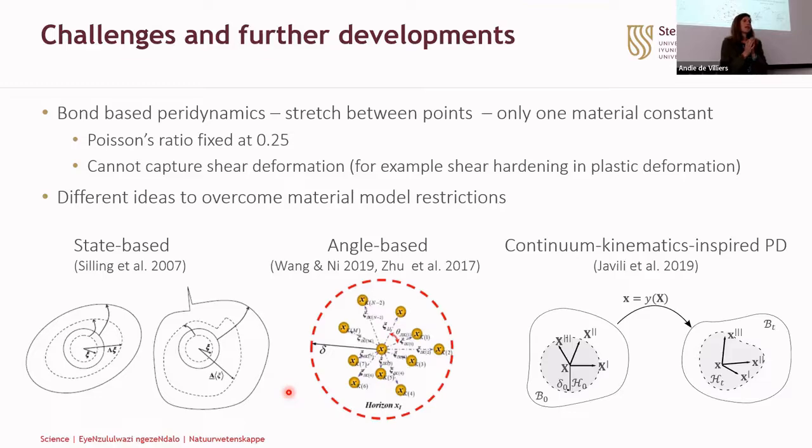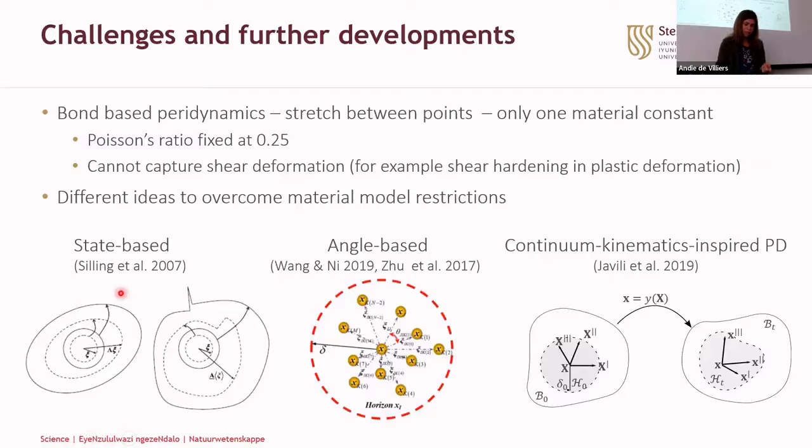For example, if you consider elasticity, the Poisson ratio is always fixed at 0.25. So for example, in continuum mechanics, there are always these two parameters, the Lamé parameters, that you don't have here. It can also not capture shear deformation accurately. And this is a problem, for example, in shear hardening of plastic deformation. But there have been different ideas to overcome this challenge or material model restrictions.